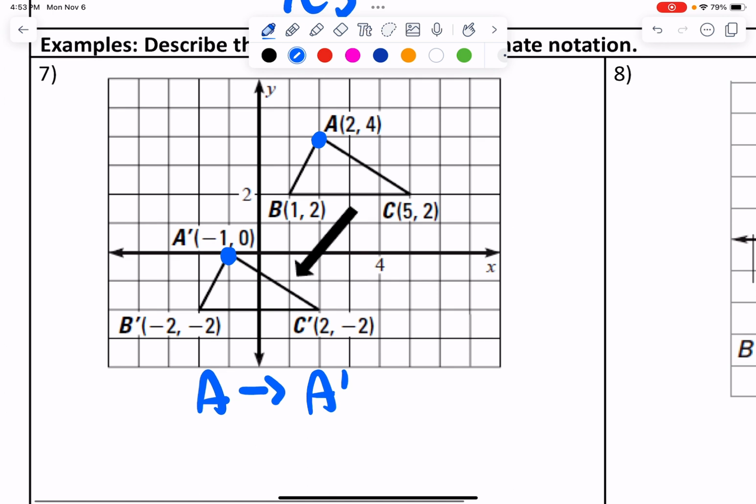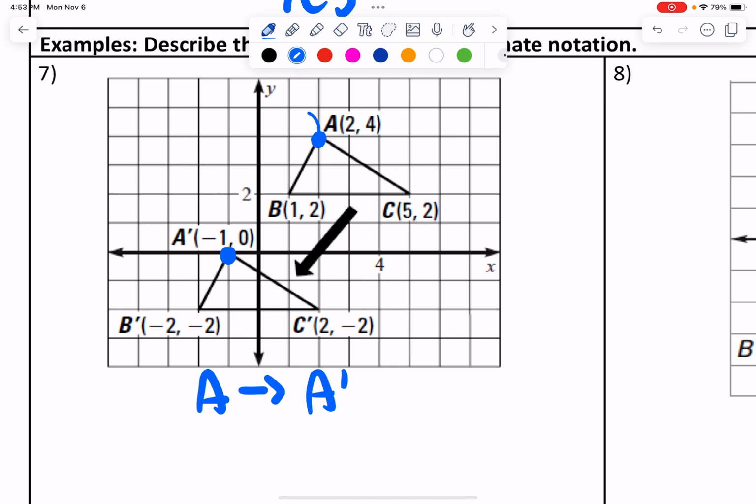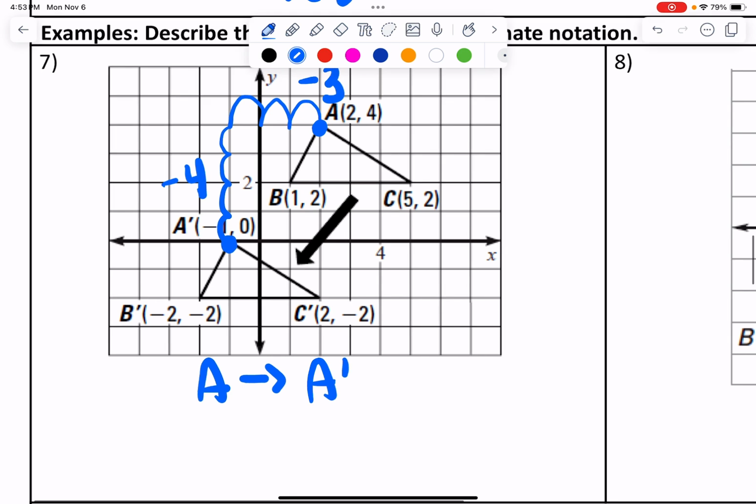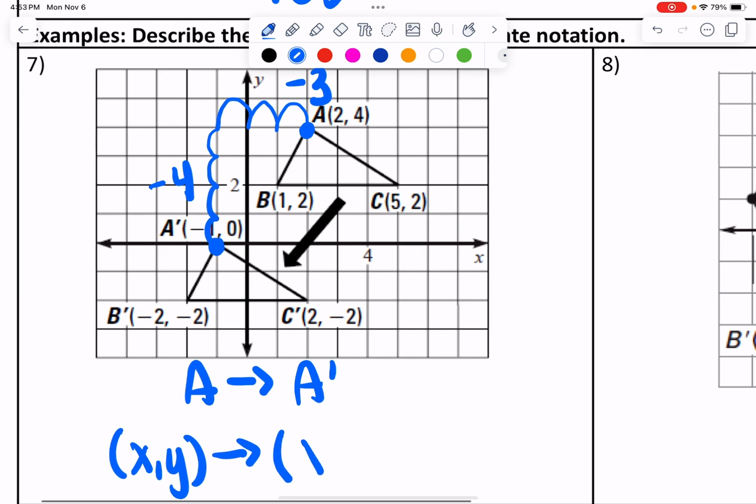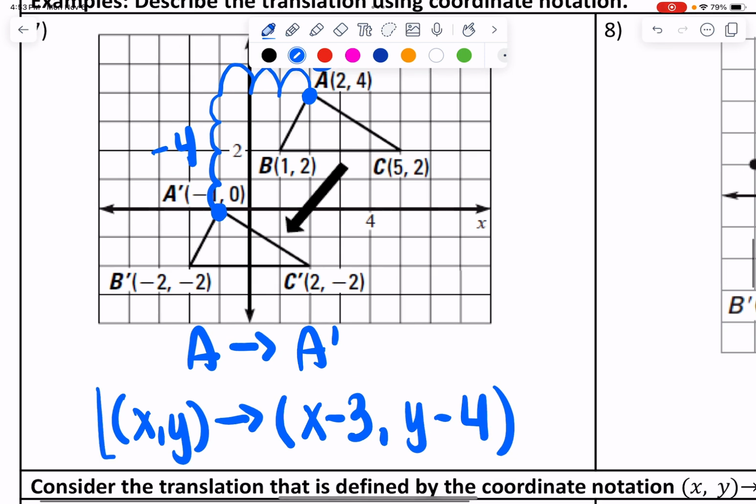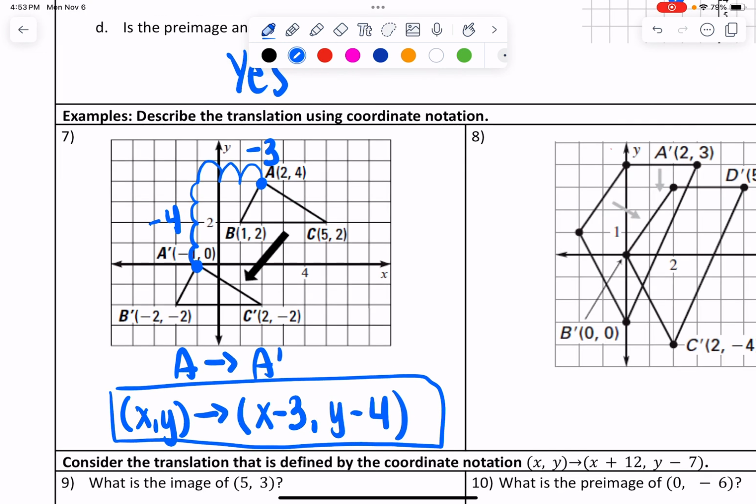So doing that, I'm just going to start at A and count how many steps I need to move left or right. It's going to be left 1, 2, 3 to align with that A prime. Left 3 means I'm subtracting 3. And then from there I'm going to go down 1, 2, 3, 4. Down means minus 4. So here's how I'm going to write this in coordinate notation. x, y, arrow. You're going to have x minus 3 and then y minus 4. First go left, right, then go up, down. And that's it.